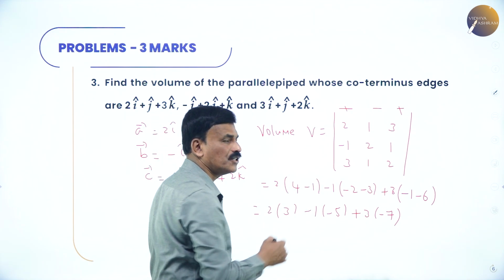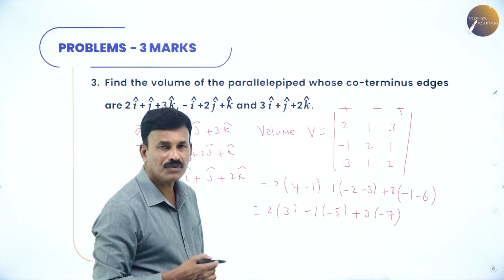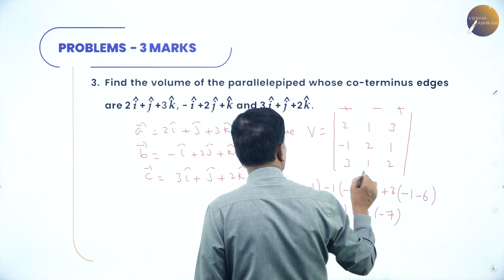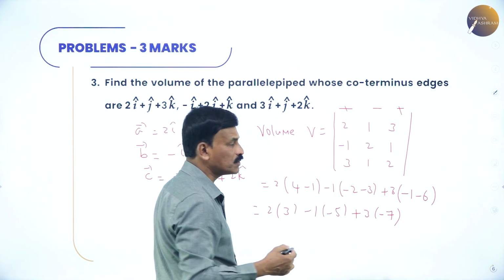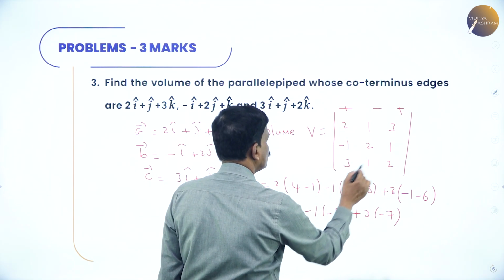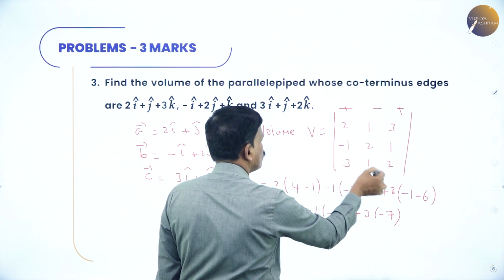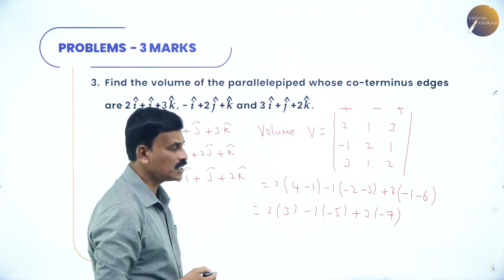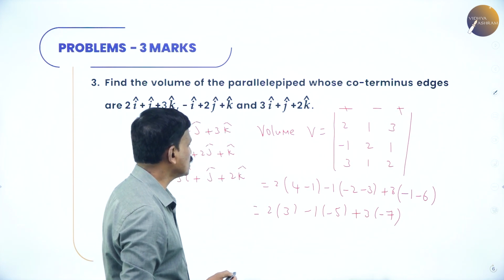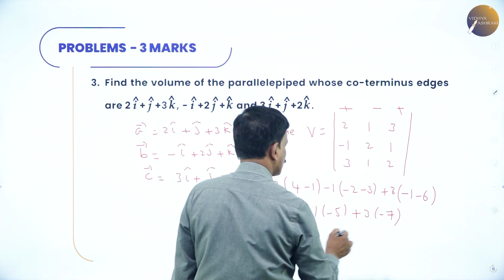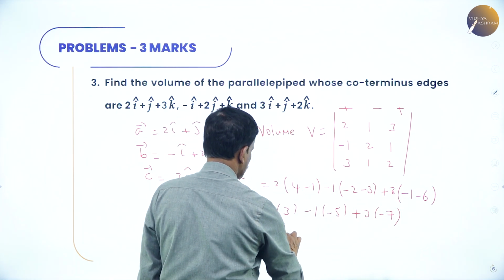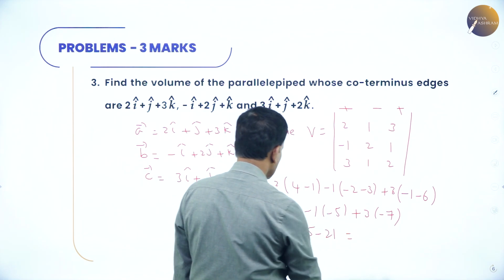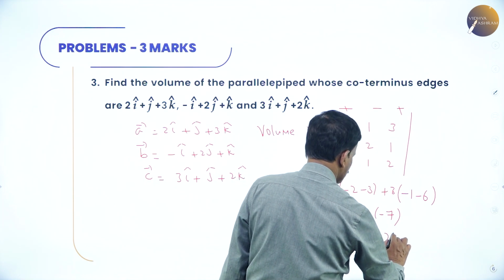See here, just write down the coefficients of i, j, k for these 3 vectors: 2, 1, 3, minus 1, 2, 1, 3, 1 and 2. Expand with respect to the first row. 2 into (2 twos are 4, minus 1), minus 1 into (minus 2, minus 3), plus 3 into (minus 1, minus 6). 4 minus 1 is 3, minus 2 minus 3 is minus 5, and minus 1 minus 6 is minus 7. 2 sixes are 8, minus into minus is plus 5, and 7 threes are 21. So, 6 plus 5 is 11, minus 21.